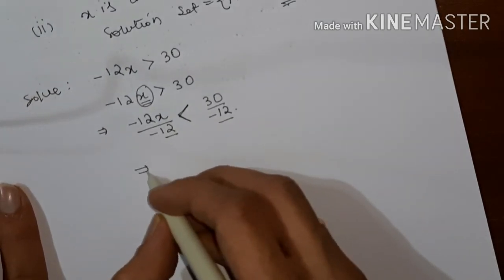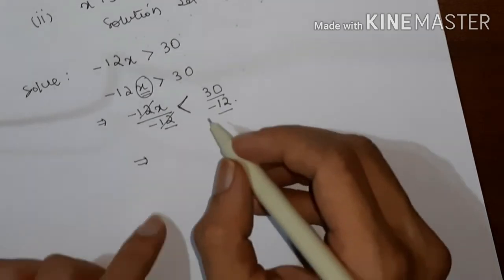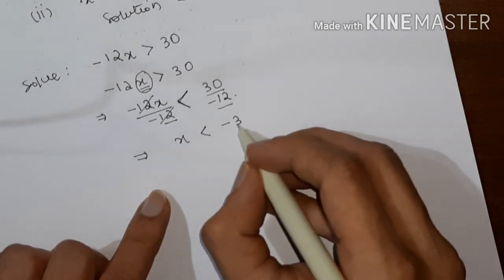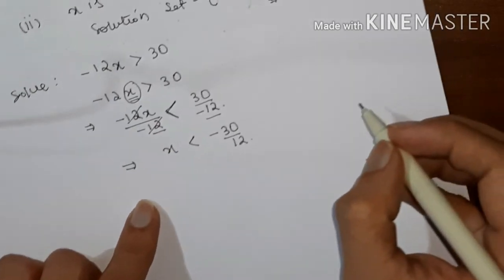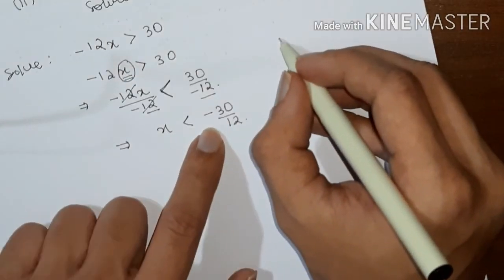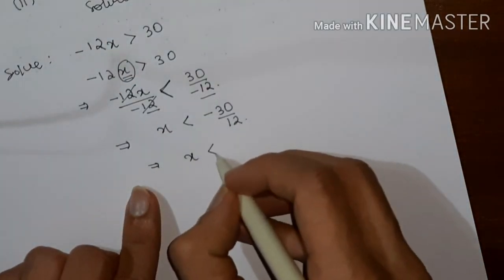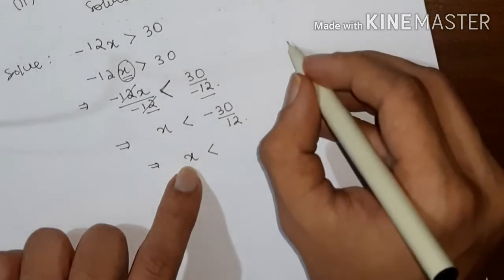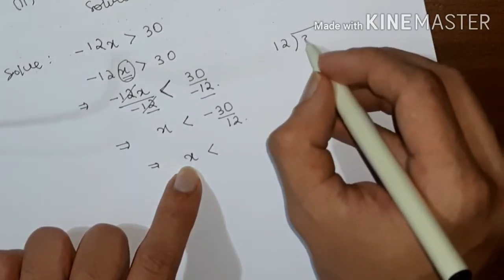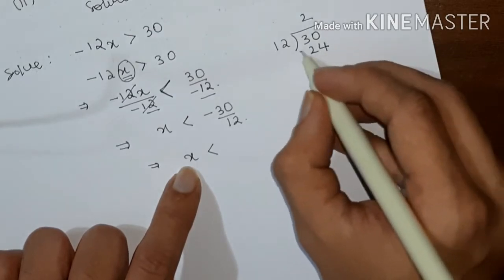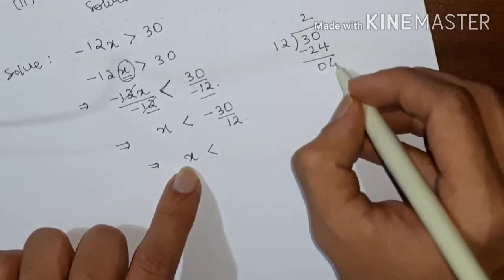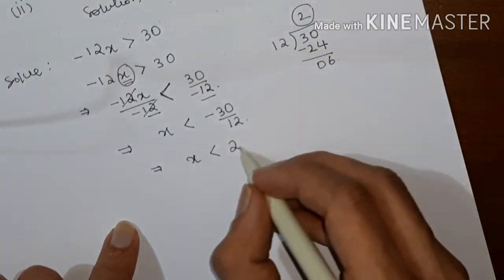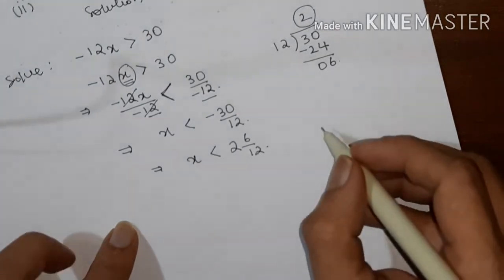So what we'll get here, minus 12 and minus 12 will get cancelled. So you'll get x less than minus 30 by 12. So what is minus 30 by 12? Let us check. 30 divided by 12, so 12 2s are 24, then 6 remain, right? So what you get is 2 6 by 12. This is the mixed fraction you will get.